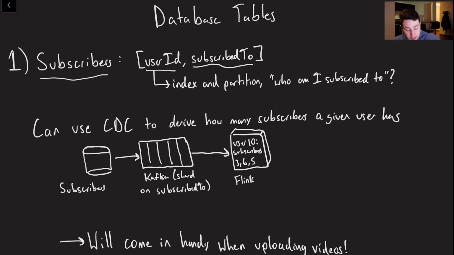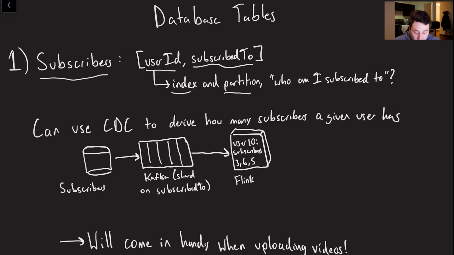So the nice thing about that is because we want to know, I'm Jordan, who am I subscribed to, we should probably index on the user ID field so I can quickly find all the people I'm subscribed to. And we should also partition on that user ID field so that all of the queries to figure out who am I subscribed to go to the same physical node.